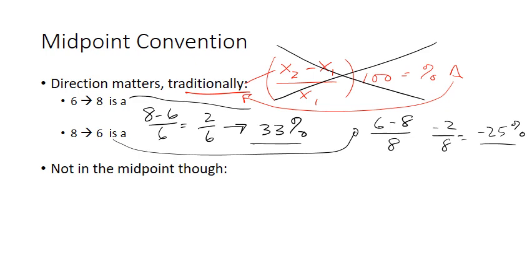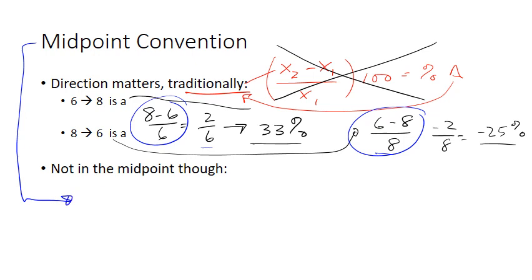Well, what's really changing between these two equations, the way that we've set them up? The overall value on the top is 2 in absolute value. What's changing is the denominators. So if we don't want the overall percentages to change, we need to make sure that the denominators remain the same. So for the midpoint convention, what we're going to do is x2 minus x1 over the midpoint of those two.